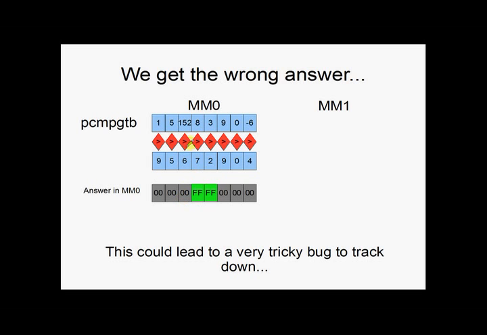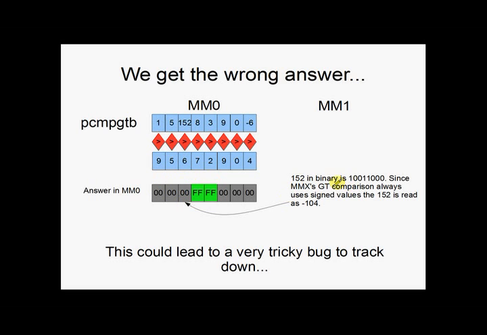What's happened here? The other ones that it gets right: is 5 greater than 5, no. Is 1 greater than 9, no. But it has got one wrong here. Is 152 greater than 6? And MMX will tell us that no, it's not.